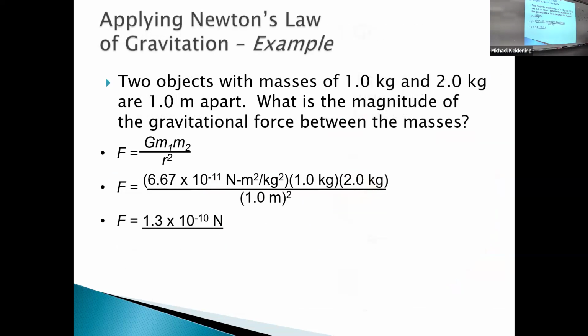So force is big G times mass 1 times mass 2 over the distance between the two masses squared. So 6.67 times 10 to the minus 11 Newton meters squared per kilogram squared times 1 kilogram times 2 kilograms divided by 1 meter squared. That is just 6.67 times 10 to the minus 11 times 2, which is 1.3 times 10 to the minus 10 newtons. It's a tiny, tiny, tiny force.